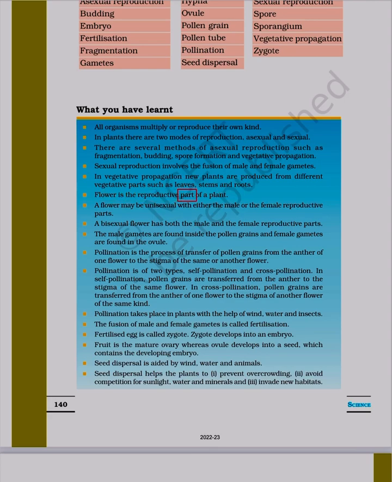Flower is the reproductive part of a plant. A flower may be unisexual with either the male or the female reproductive parts.